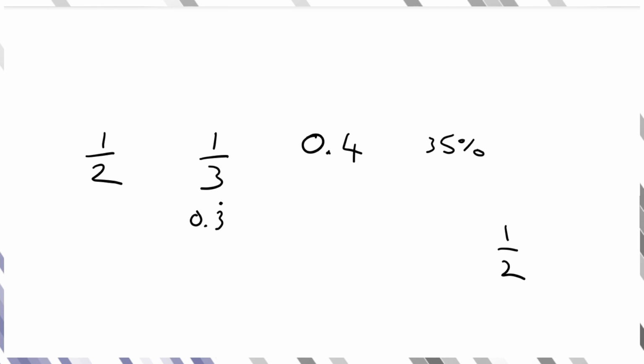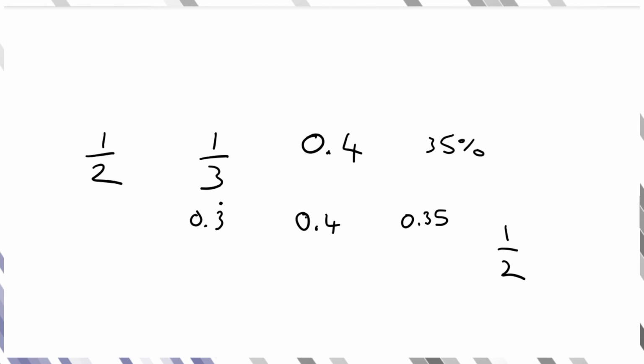That means 0.333333, and there are infinite threes. The threes just go on forever. They never ever ever stop. So a third is 0.3 recurring, 0.4 as a decimal is, you'll never guess, 0.4, and 35% as a decimal is 0.35. Alright, so all of these are decimals now, so we can put them into size order more easily.